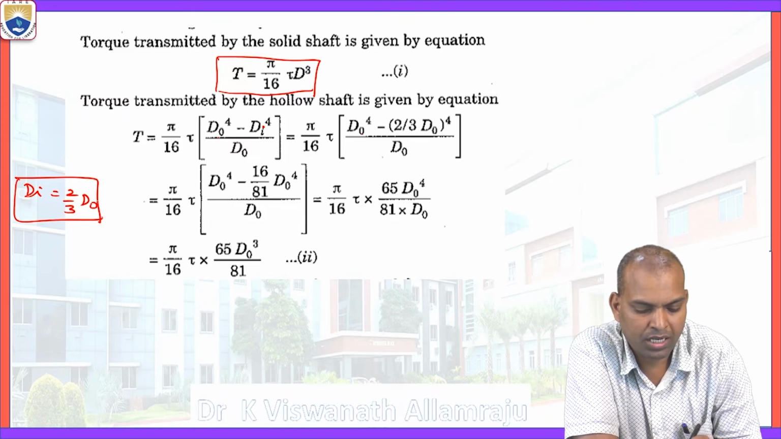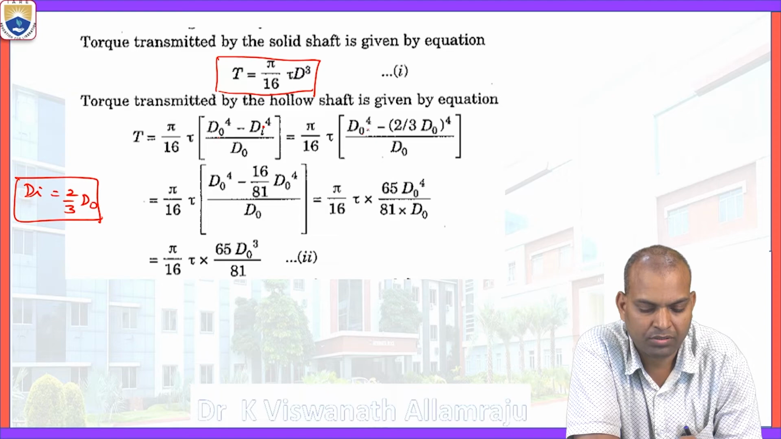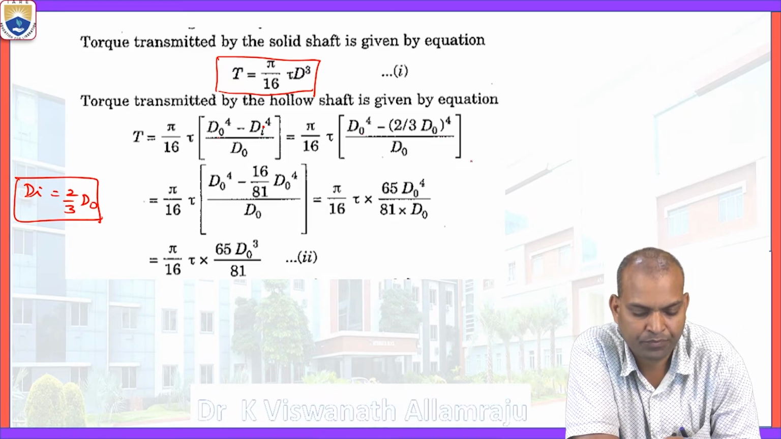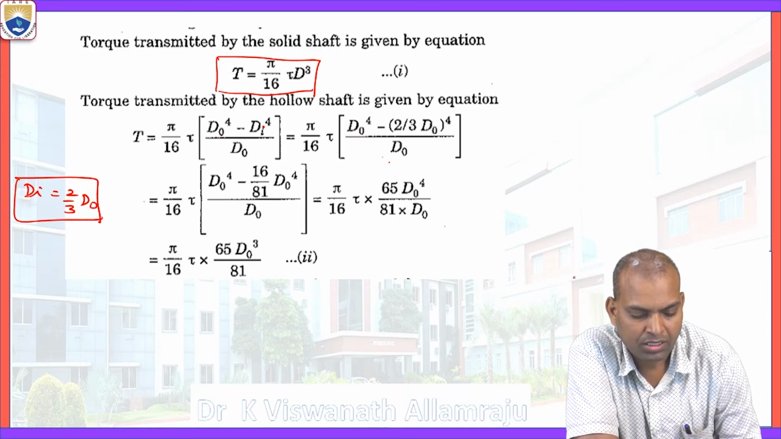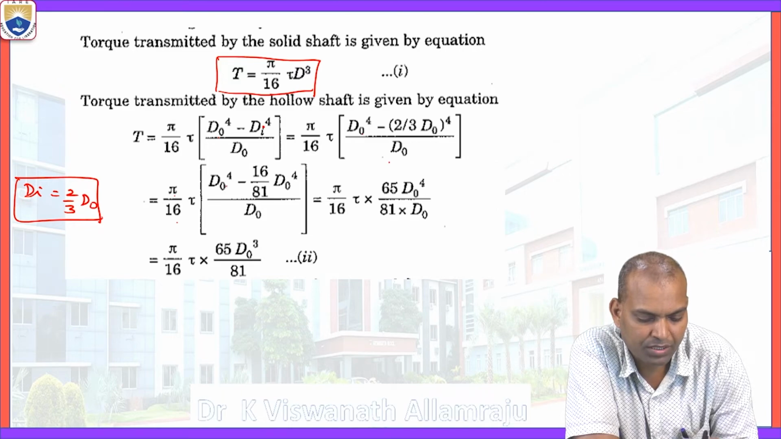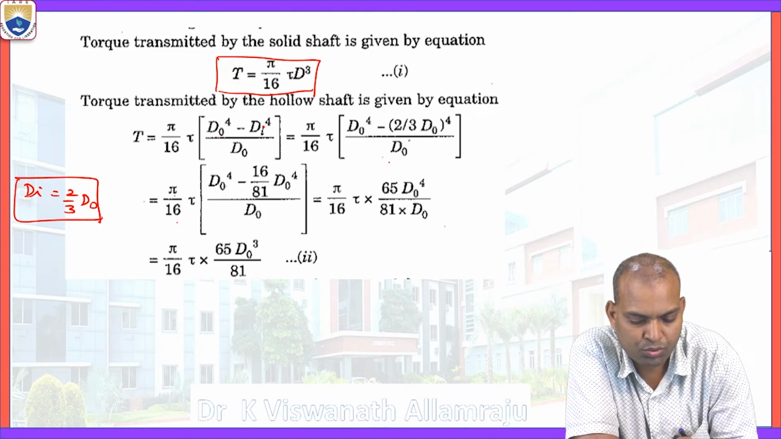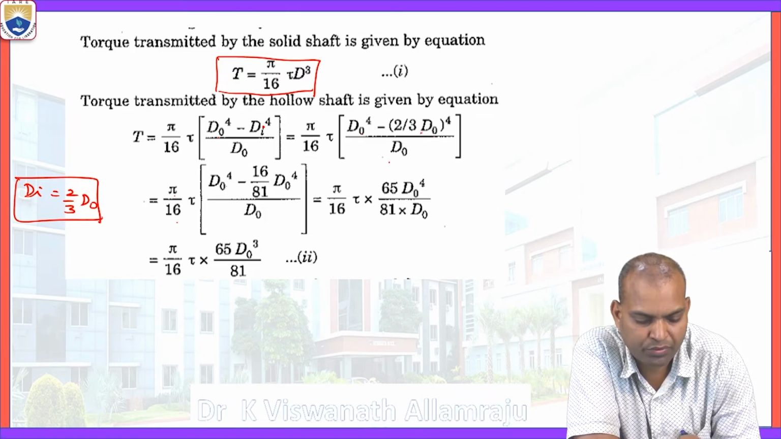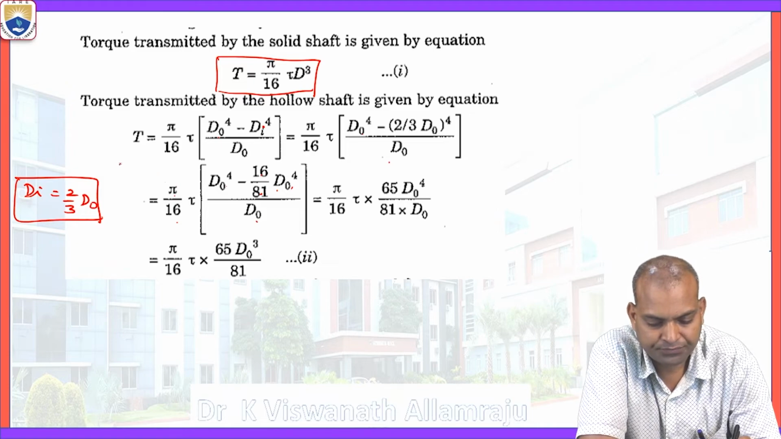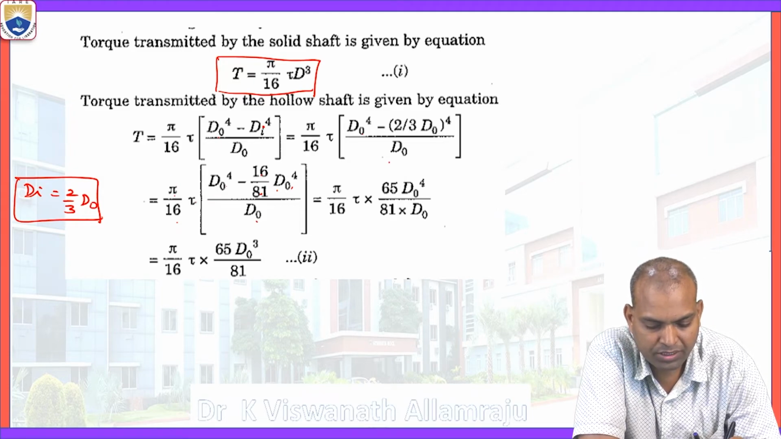Substitute the di value, that is 2/3 times d naught, divided by d naught. Then after simplification, that is pi by 16 times tau d naught power 4. This is 2 power 4, that is 16, and 3 power 4, 81. 16 by 81, d naught power 4 by d naught. So there is a common factor here. If we carefully observe, what will happen here, that is pi by 16 times.